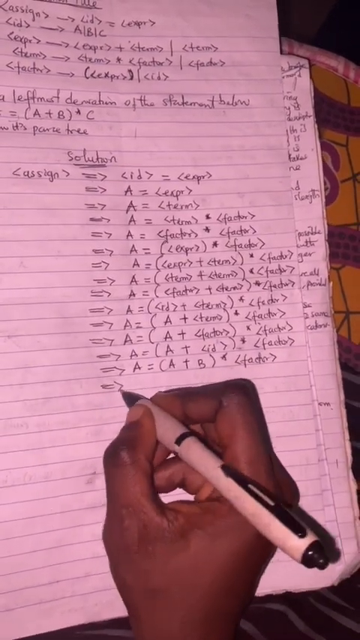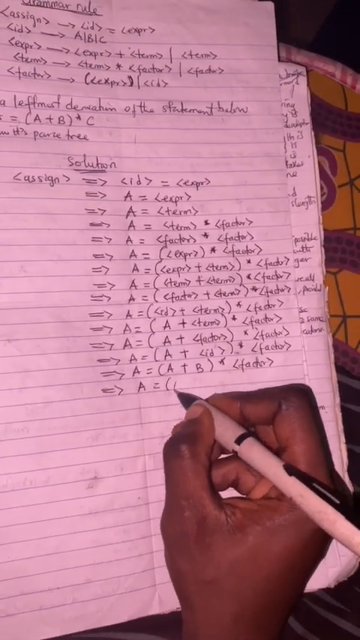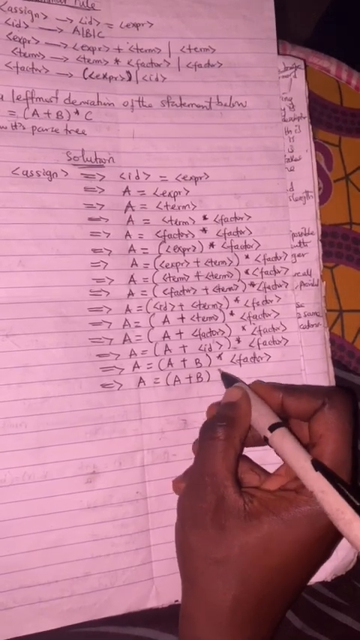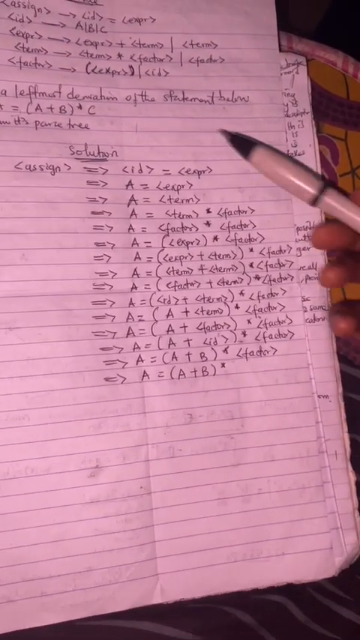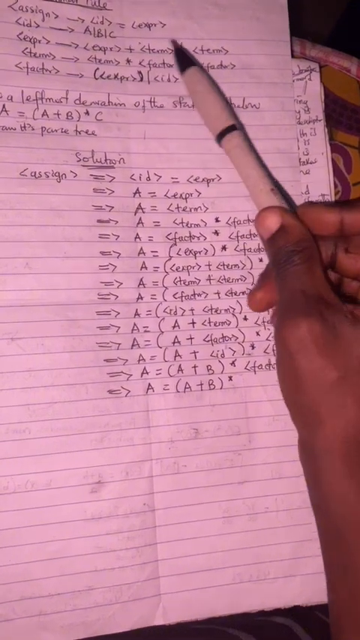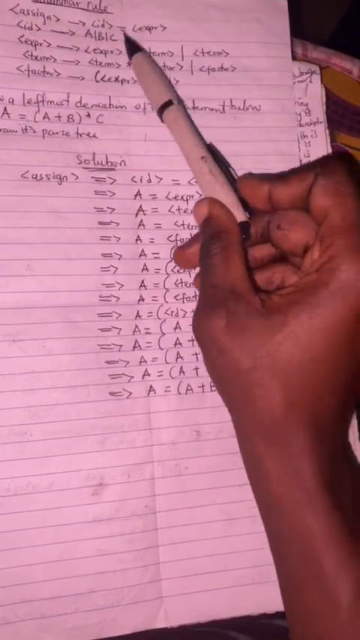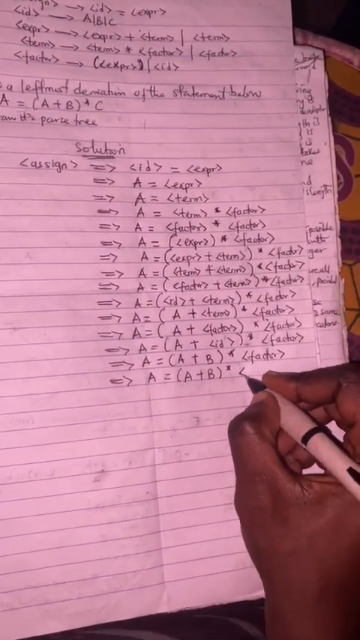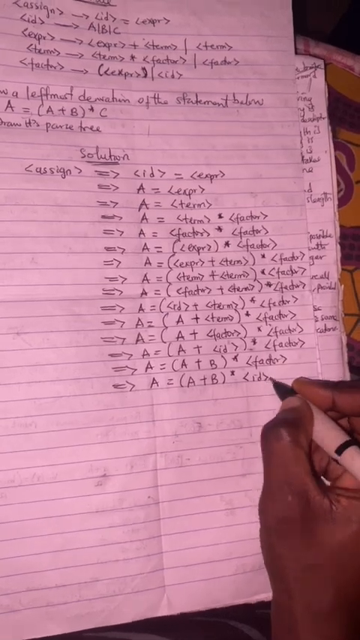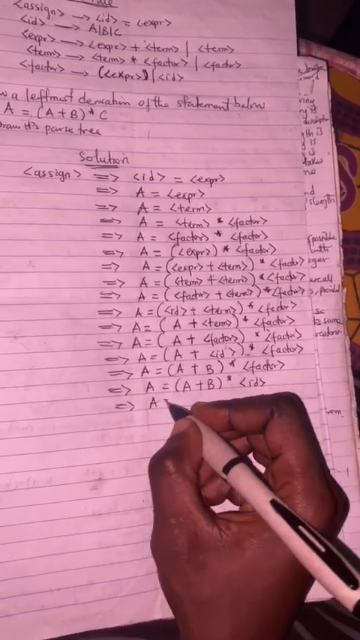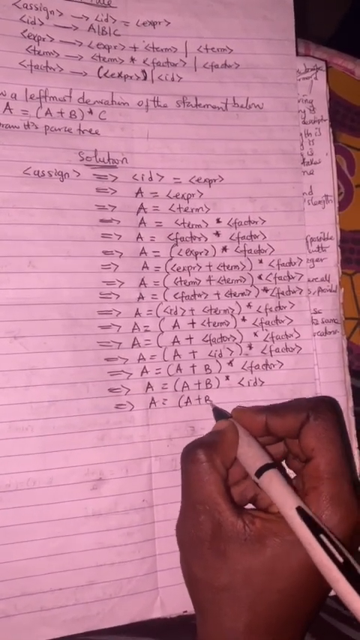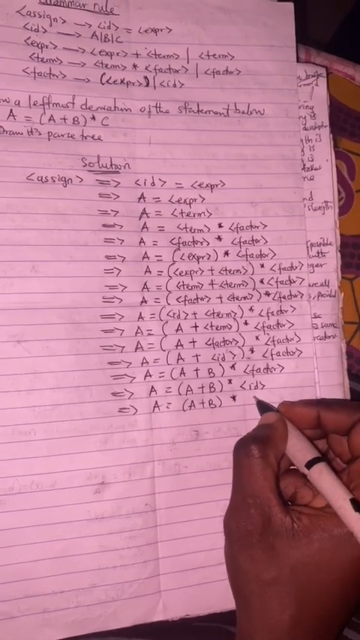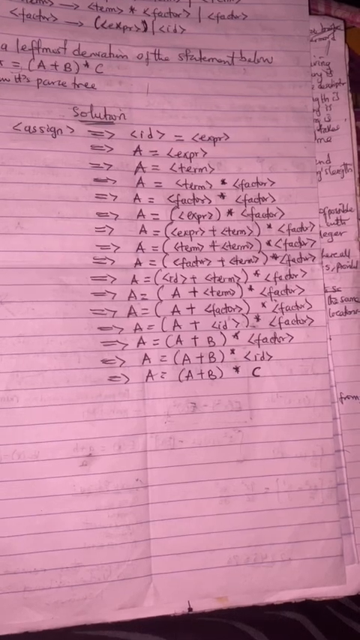We can now come out to check what factor is doing. So now factor, we are trying to get factor to c. So just as we did before, you change factor to id and then id to c. You can see it's becoming easier. So factor here to id, right? And then from id now to c. So congratulations, we've been able to derive our sentential form.